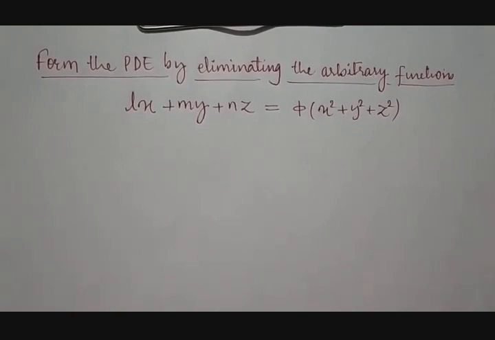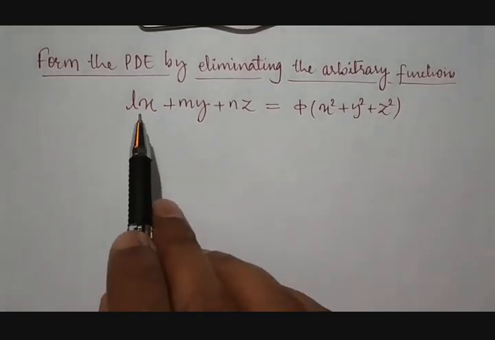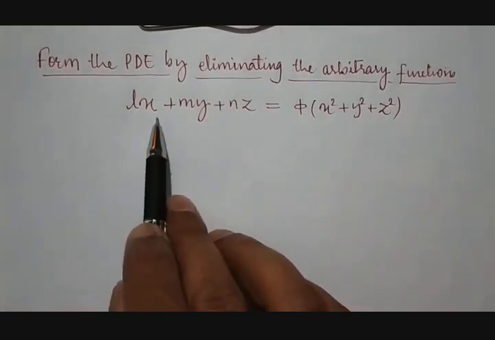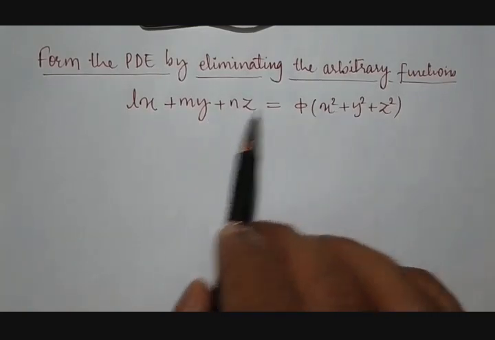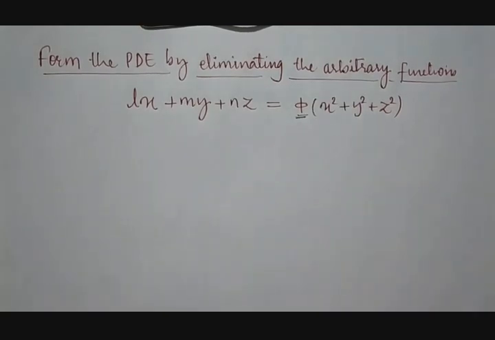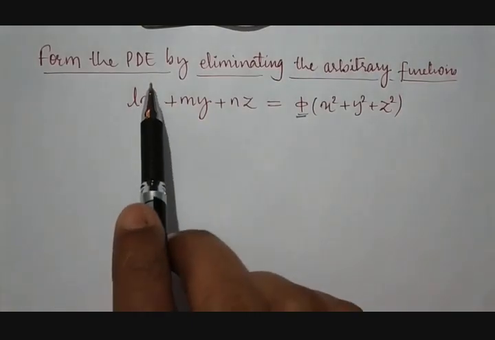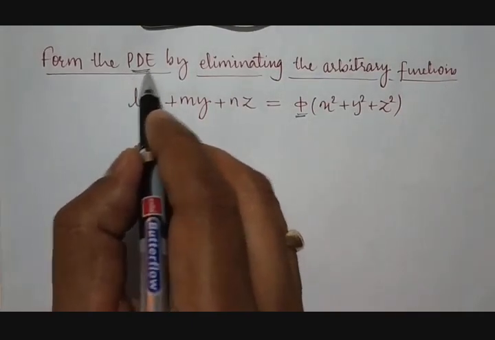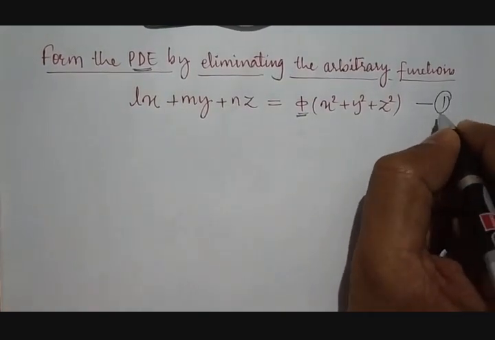Now we'll discuss the formation of a partial differential equation by eliminating an arbitrary function. See this example, in this it is given Lx plus My plus Nz is equal to phi of x square plus y square plus z square. So this becomes an arbitrary function available in this example which has to be eliminated to get a partial differential equation. Okay, so very first we call it equation number 1.